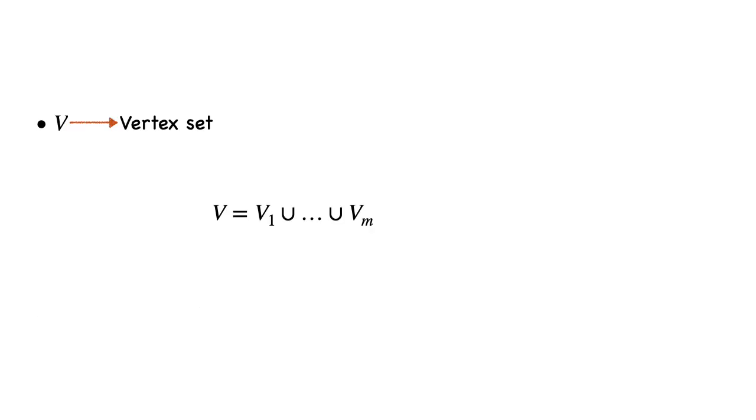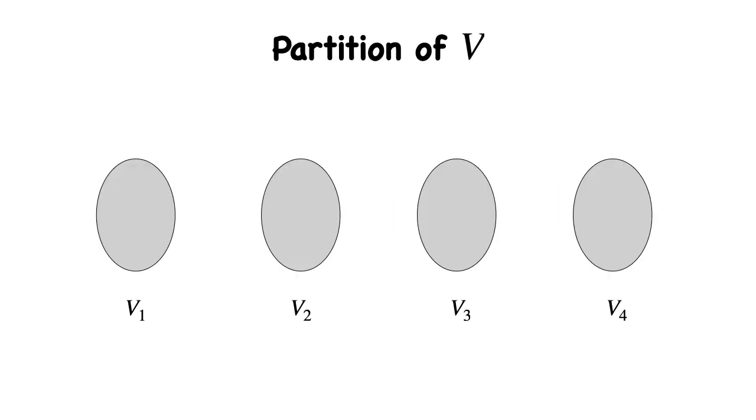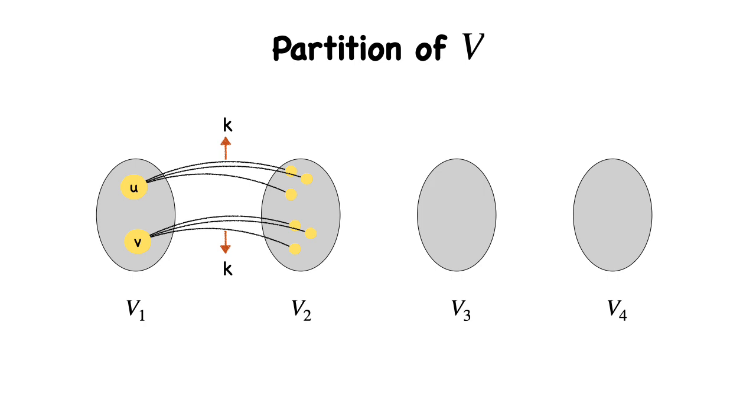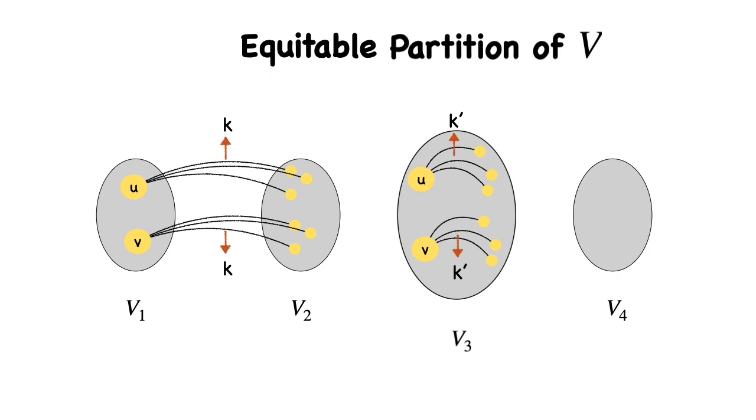Another definition: suppose the vertex set is written as the union of some sets where each of the sets is non-empty and they are mutually disjoint. Then this represents a partition of the vertex set. Given a partition, if I choose any two vertices in a particular set and those happen to have the same number of neighbors in any other set, along with the same number of neighbors inside that same set, then such a partition is called an equitable partition.